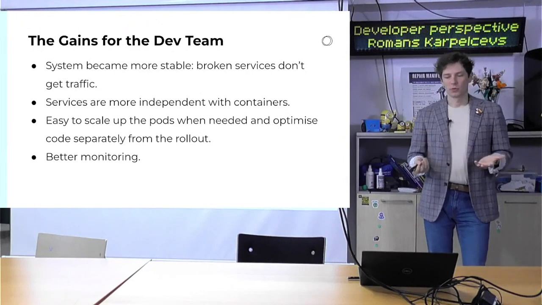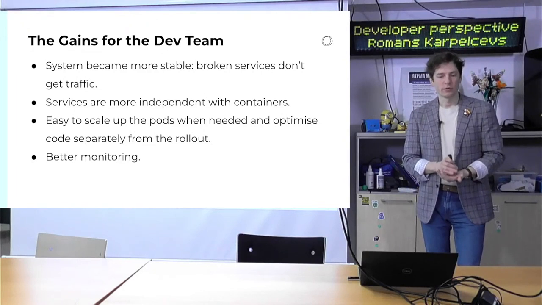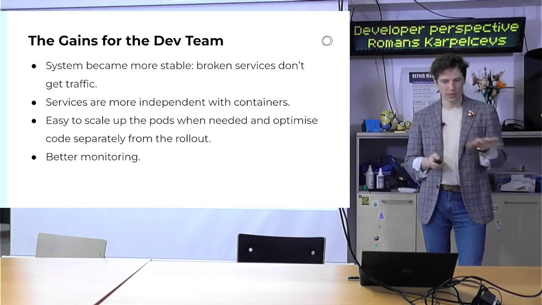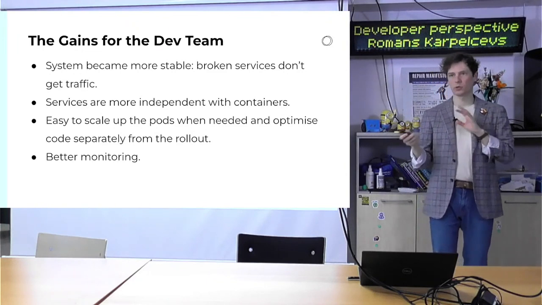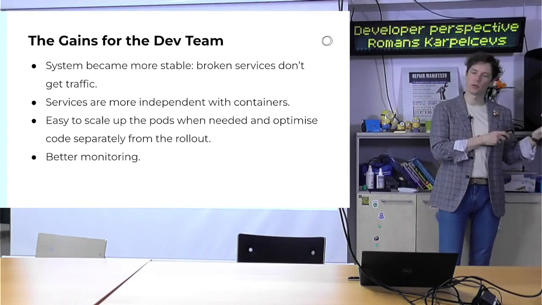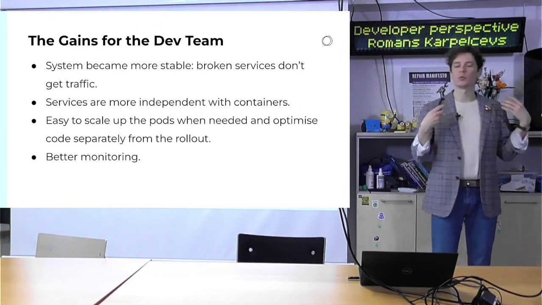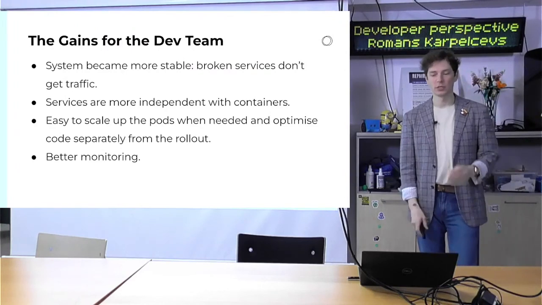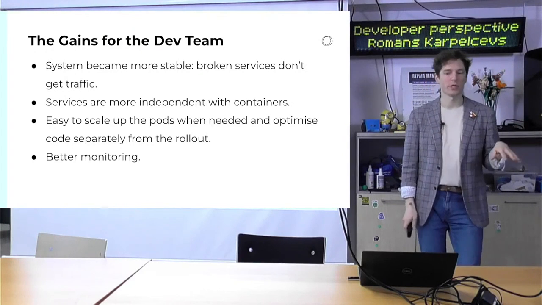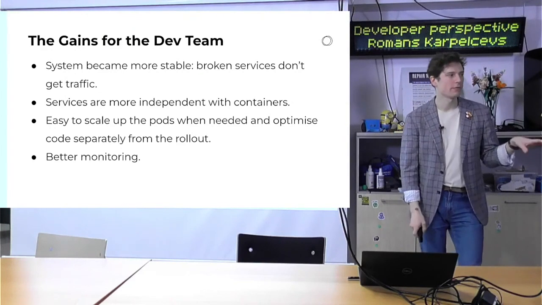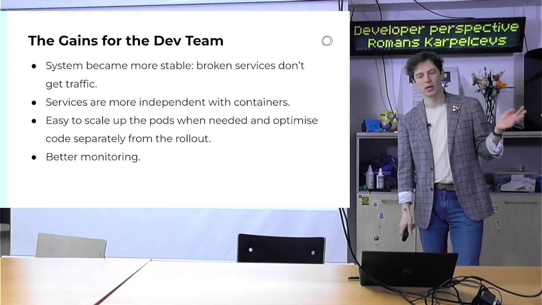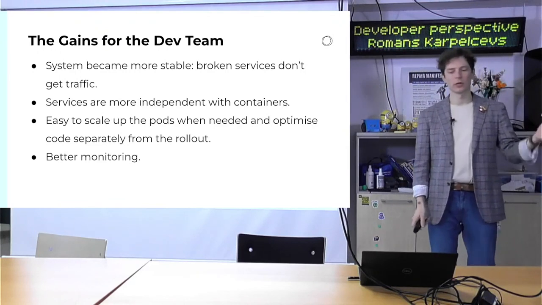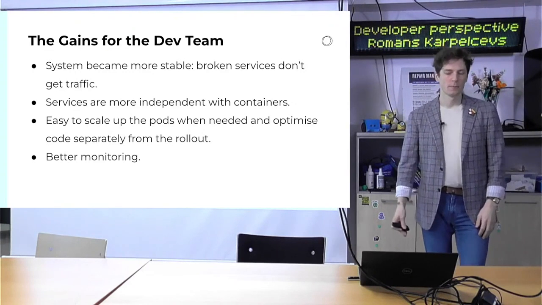But then there were obviously really important gains for the developer team, especially. The system did become more stable because of the health check issues that we've had, where broken services didn't get traffic. It also means that when we're deploying something broken, it doesn't get traffic. We are still deploying stuff that is not working from time to time, but now it's just a broken pod that we see in Argo as out of sync or a health issue otherwise.